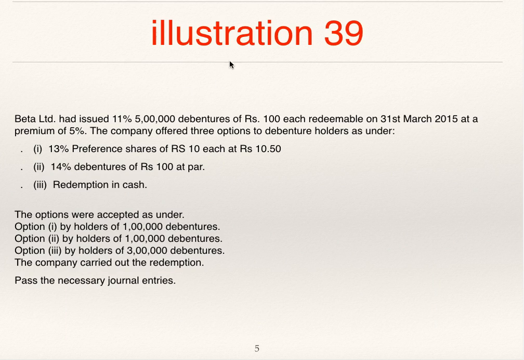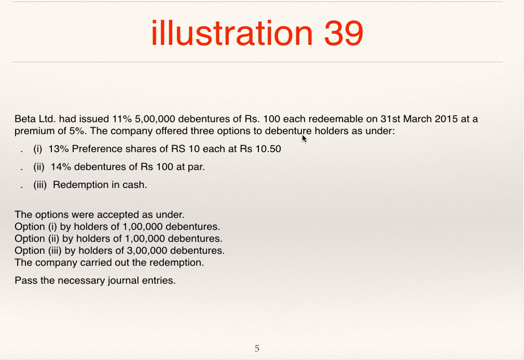Now we'll go to next illustration. Illustration 39. Beta Limited had issued 11% 5 lakh debentures of 100 each, redeemable on 31st March 15 at a premium of 5%. Number of debentures issued 5 lakh at 100 and it is redeemable at a premium of 5%. So each debenture holder will get 100 plus 5 on each debenture.